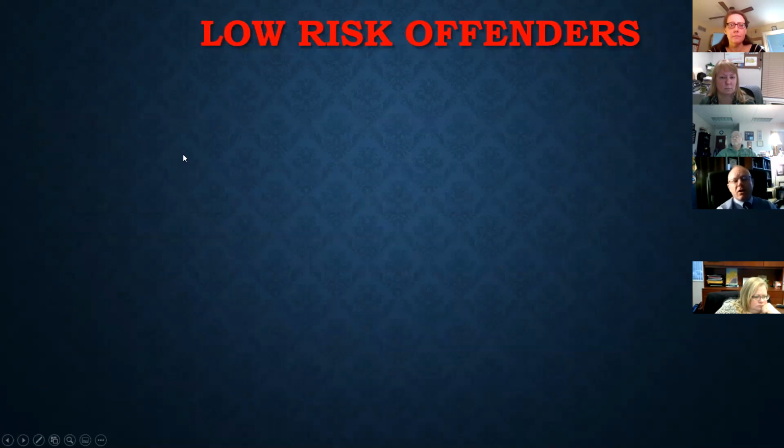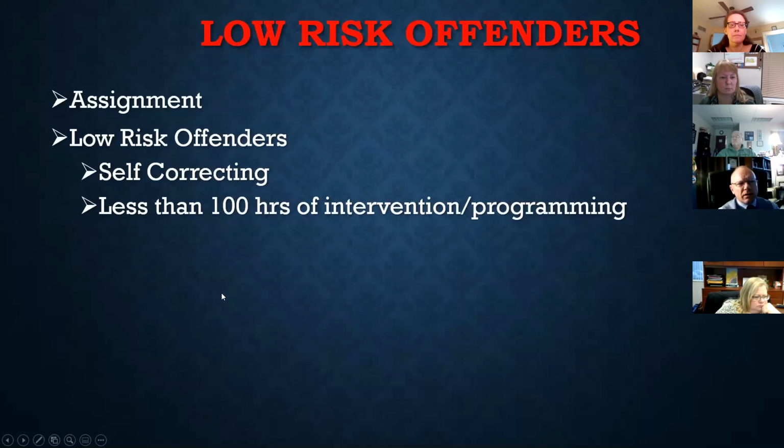So let's talk about a low risk offender. In the ORAS, a score of 0 to 14, as well as for a female, will put you at a low risk to reoffend. So you complete the assessment, they score a 10. Okay, that gets assigned to one of our reduced officers, and reduced officers are really responsible for low risk offender caseloads.